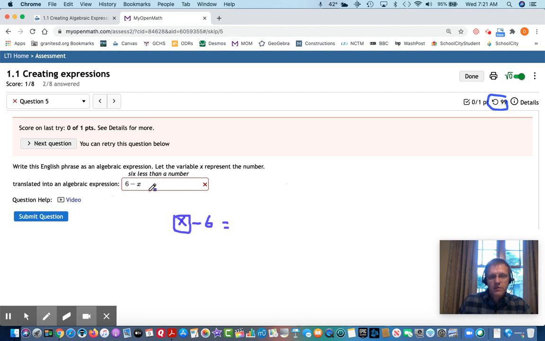So just to rephrase one more time, with subtraction, when you're translating from English into math, subtraction sometimes, not always, but sometimes is backwards from what you'd think, and you have to change the order. So just kind of be careful with subtraction.